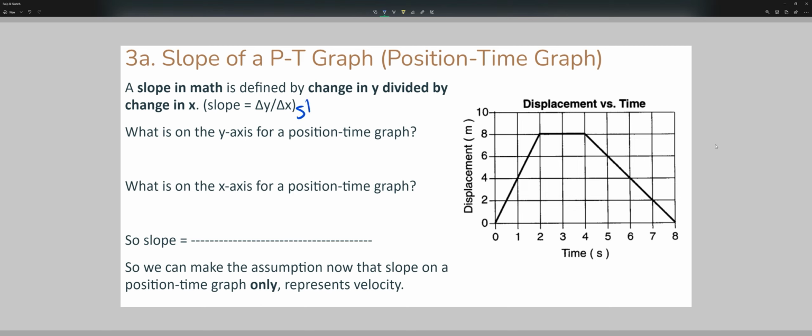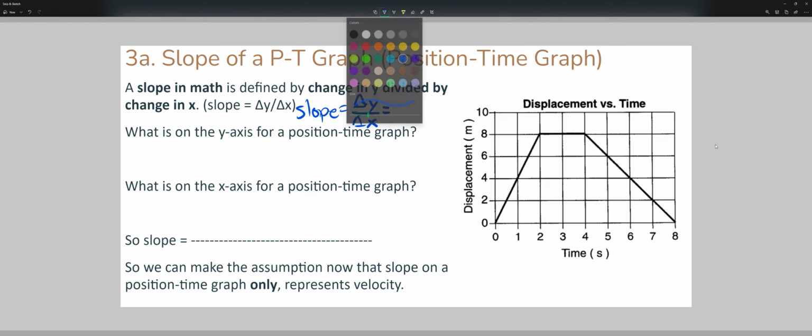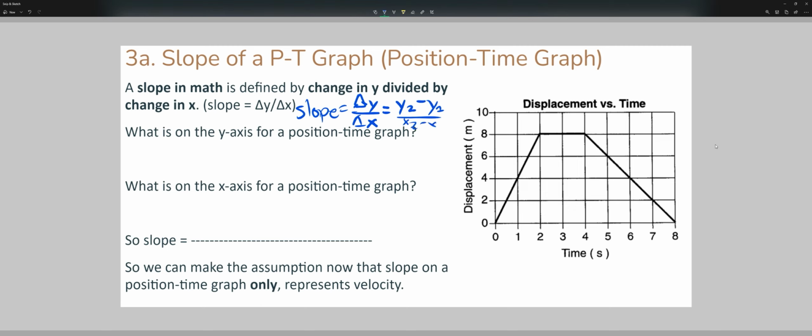In math, you're taught that my slope is my change in y over my change in x. You should have learned that it's essentially y2 minus y1 over x2 minus x1. It's your change in y over your change in x: how much your y changed and how much your x changed.